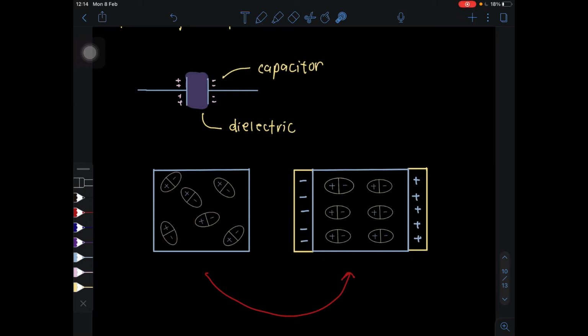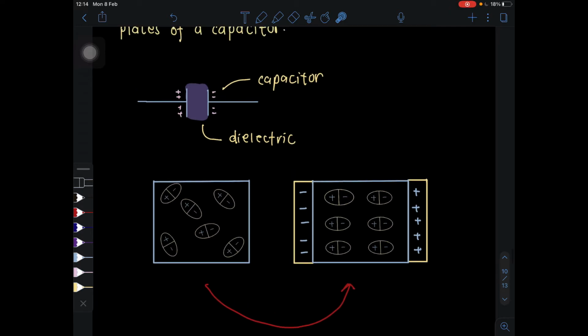So kalau kamu perasan dekat sini, all of the positive side will be facing towards the negative plate. So since dekat sini adalah negative plate kan, and all of the negative sides will be facing towards the positive plate. Dia tidak akan bergerak because it is insulator. So this charge will not travel. Dia hanya akan align sahaja. Okay, so that is what happened when we put the dielectric in between the capacitor.